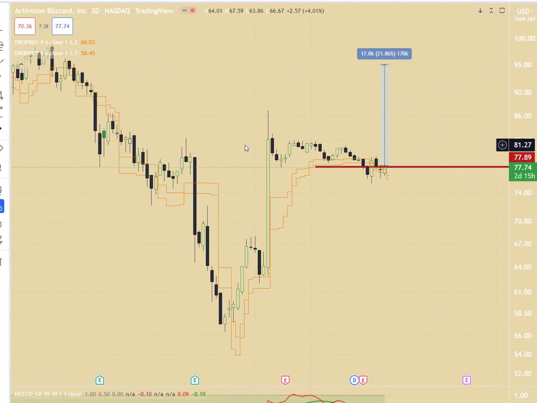So what we're looking at here is Activision. This is a 3-day chart. And this thesis is pretty simple. Microsoft came up with a buy offer that they're going to pay $95 for Activision. From the current price level, that represents a 20-some percent gain. It's pretty much that simple.